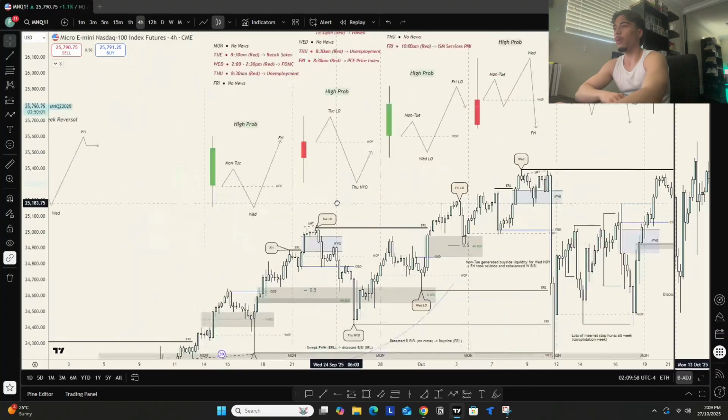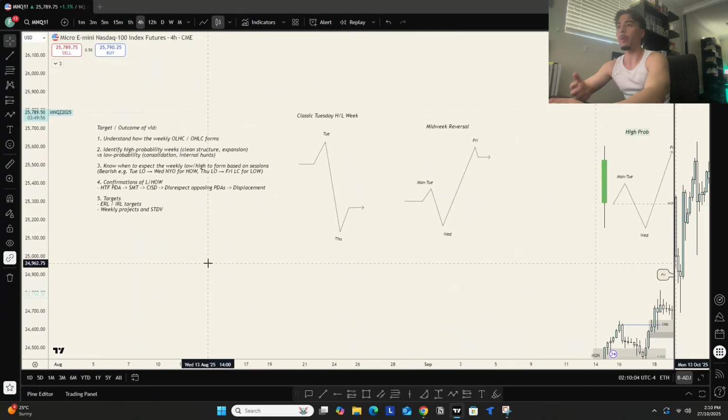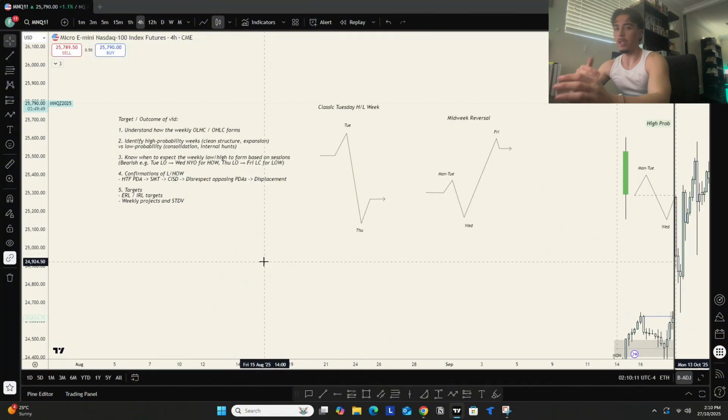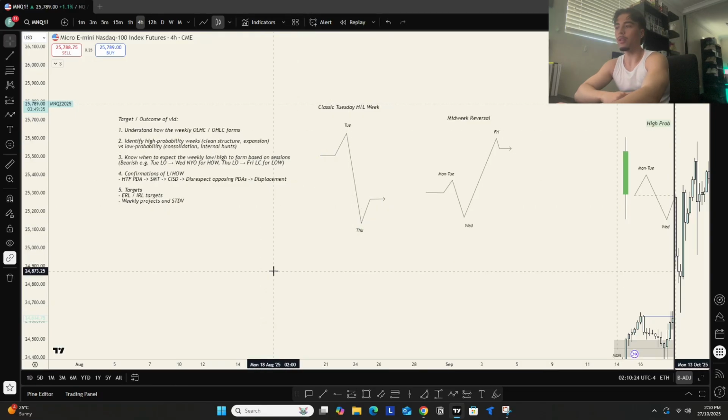So I'll go over here the target, the outcome of the video. What are we looking to learn? The first thing that I wrote down here is understand how the weekly prints. Every candle, it doesn't matter what time frame, weekly, daily, anything, prints either by opening like this, going higher, lower, and then closing. So that's an open, high, low, close. Or inversely, it opens, goes lower, high, and then closes. So it's really important to understand that and how that works.